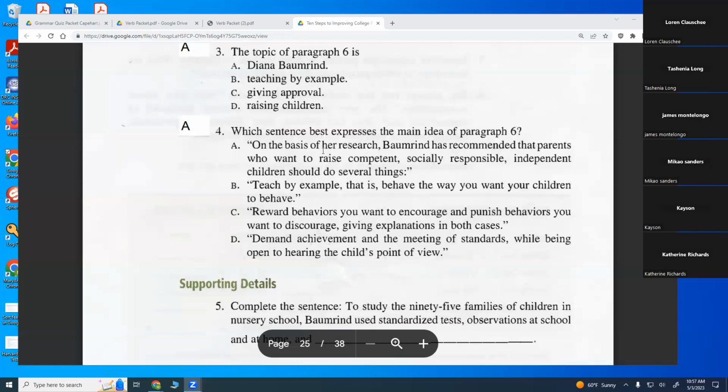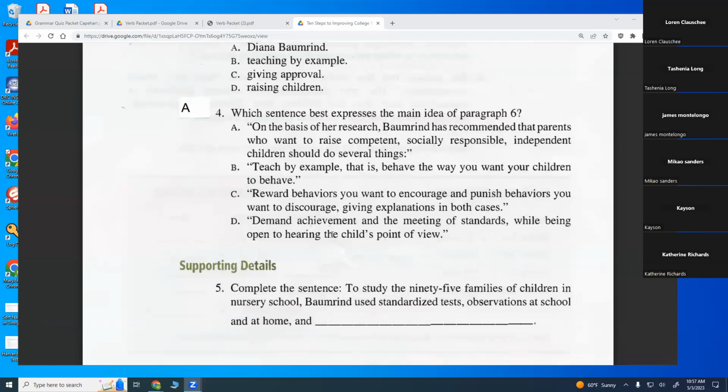Main idea. It makes me arc my back and forth to the paragraph, and then I lose my place. No, that's good, you should do that. That's a good strategy. Check the paragraph, get the right answer from the paragraph. Don't guess. I like it. Yeah, so it's A, and then all the support was the example, rewarding behaviors, and demand achievement.